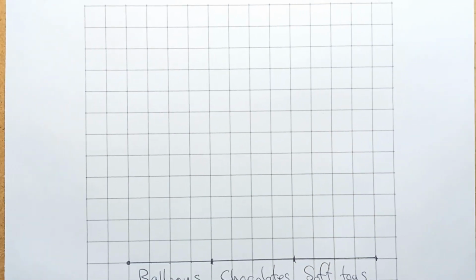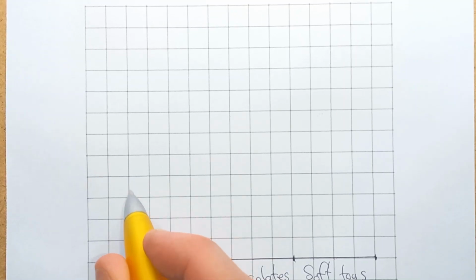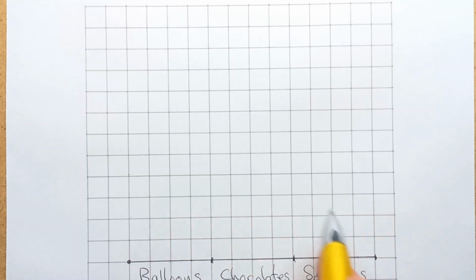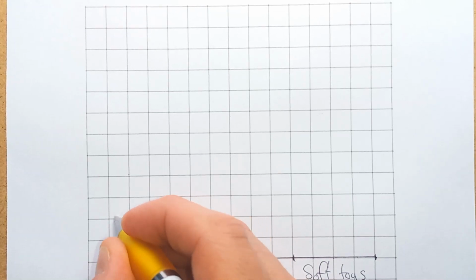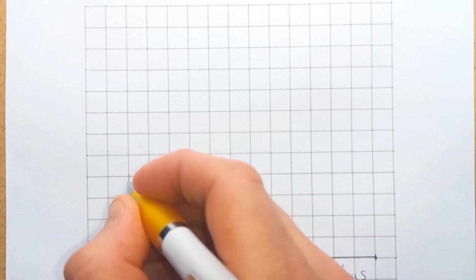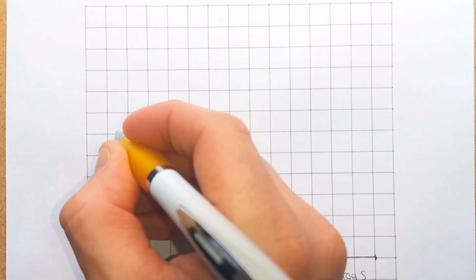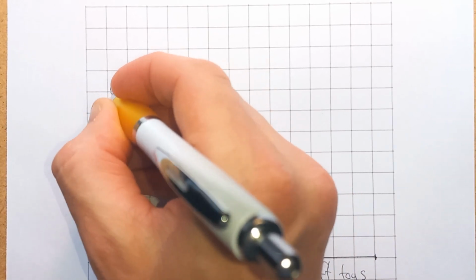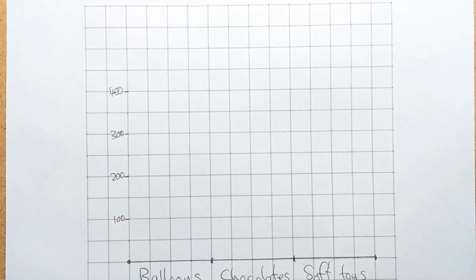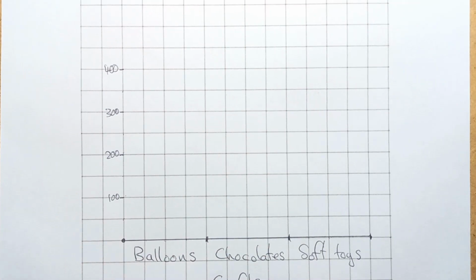So what are each of these squares going to be worth? Well, we could make them 100 each. 1, 2, 3, 4. But then our graph would be pretty small. It'd be just down here. So maybe instead of 100, what about if we make them 50 each? So 50, 100 would go there, 150, 200 would go there, 250, 300 there, 350, 400. So that uses up a better part of the graph paper. So really what you want to be trying to use is at least half of the graph paper.